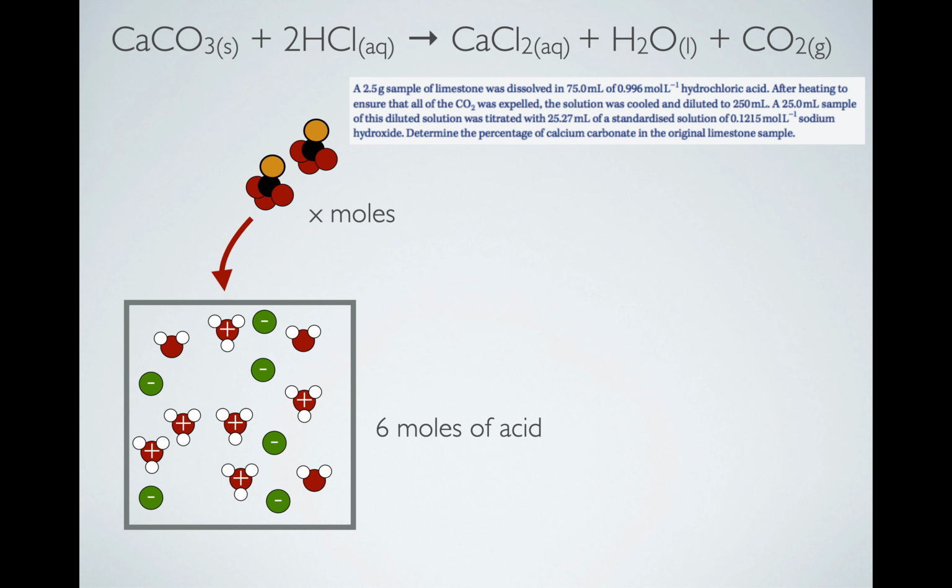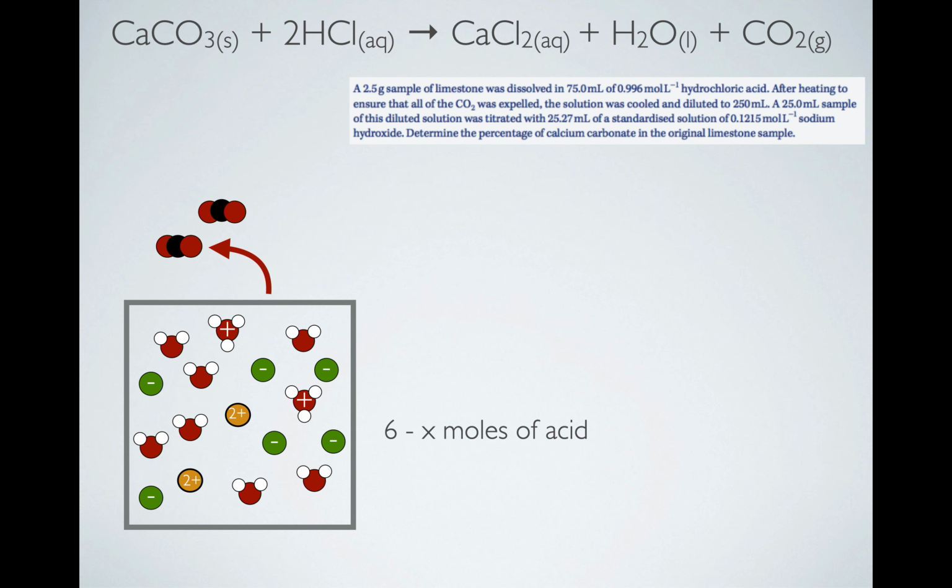So I've done a model to think about it here. I've got my 6 moles of acid in a beaker, and I've got some unknown number of moles of calcium carbonate going in. I don't know how much is going in, but I know I've got 6 moles of acid floating around, and it's a strong acid too, because it's fully ionized.